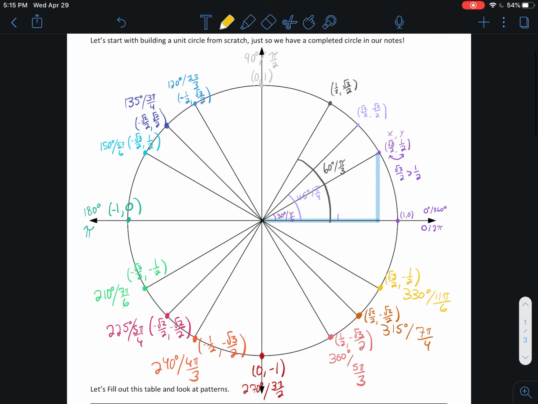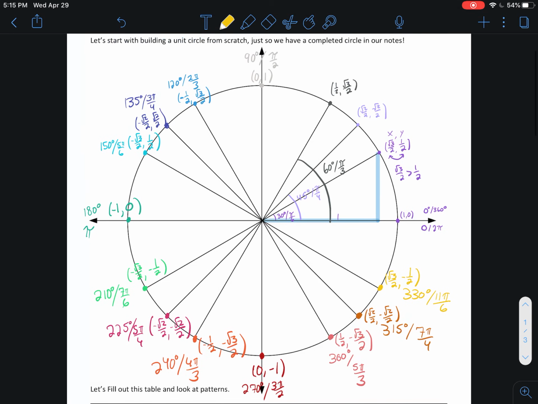Okay, and so there it is, the completed unit circle. So if you use all the same colors like I did, it looks really pretty. Okay, if you used all the same color, that's cool too, you know? All is good. So the next thing I would like to do with all of this information is just kind of fill out the table below.